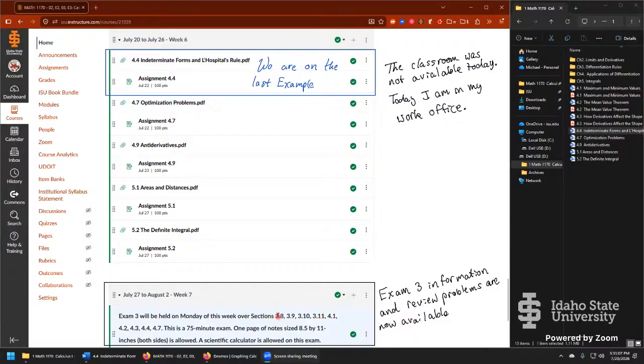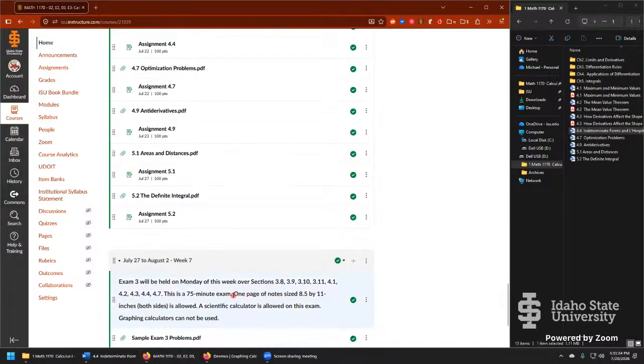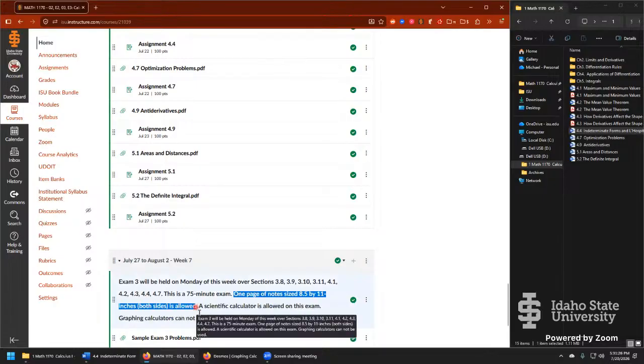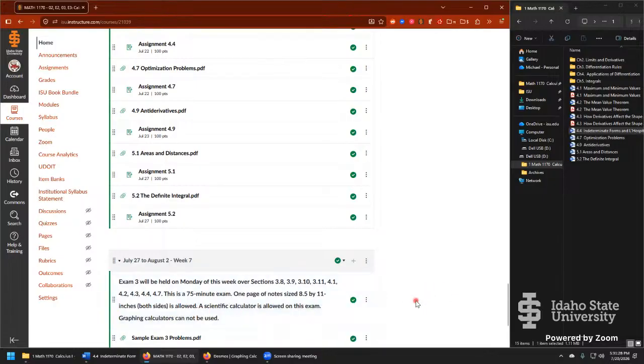The sections are going to go from 3.8 up to 4.7. It's going to be about the same length, 9 questions in total. So similar length to exam 2 and exam 1, and the same rules as well for this particular exam. So 1 page of notes, a scientific calculator, and if you'd like, the sample exam 3 problems are also posted here.